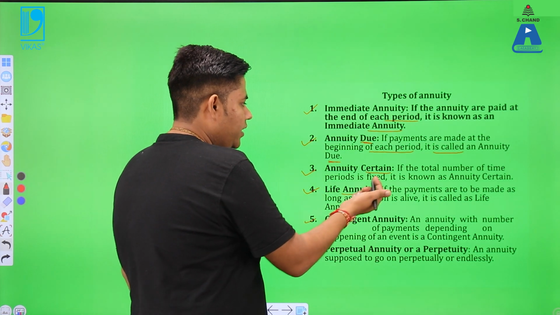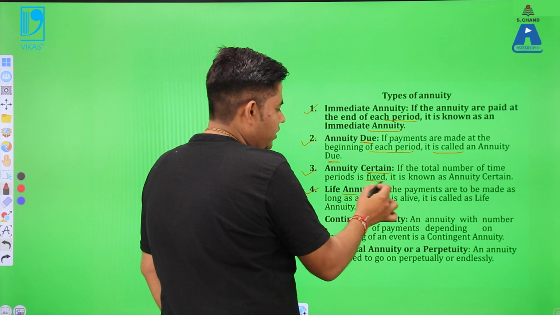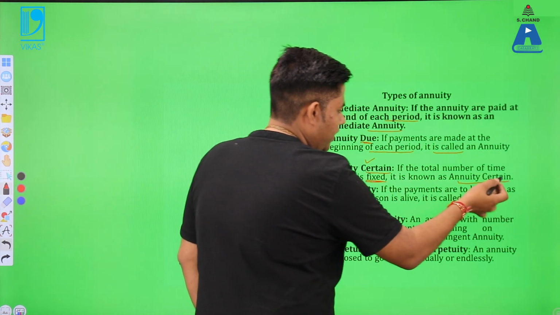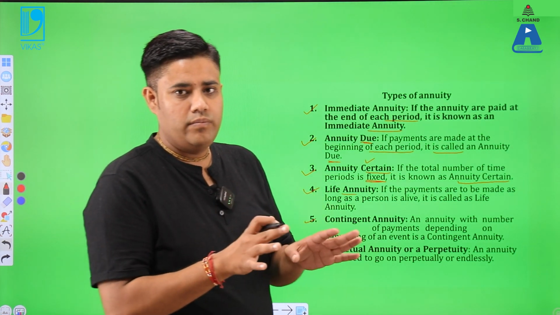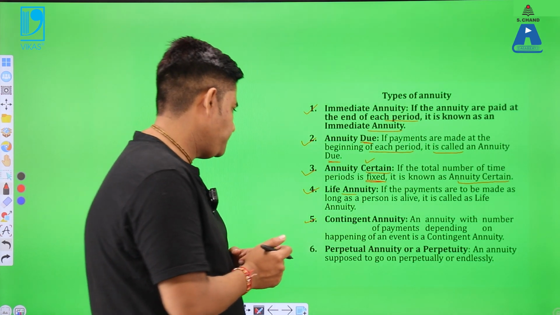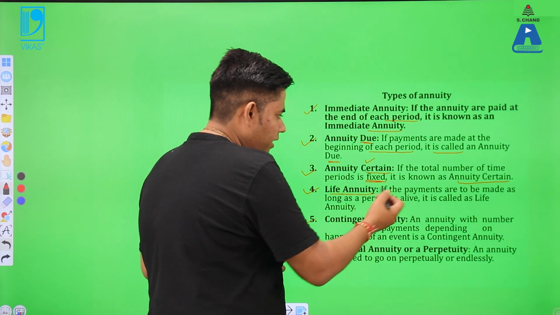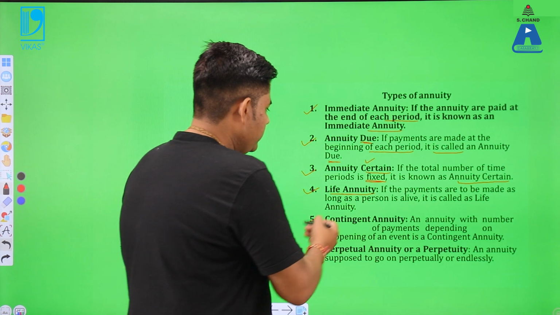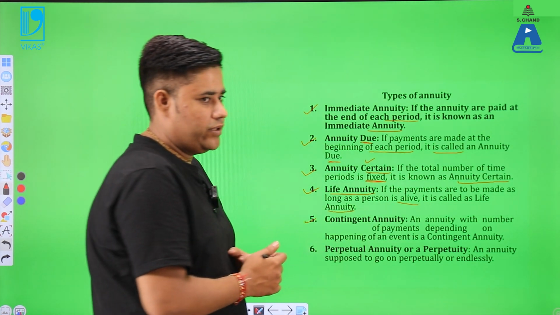And if you are paying that amount a total number of times, and that total number of times is fixed, that is called annuity certain. That means you have a fixed number of payments that are being given to the person from whom you have borrowed that amount. And life annuity is linked to the term in which the payments are to be made as long as the person is alive, and that is called a life annuity.